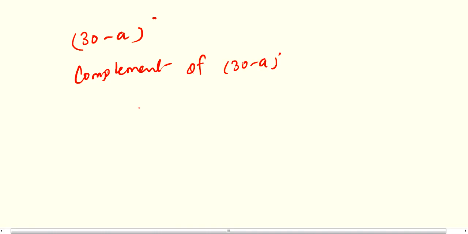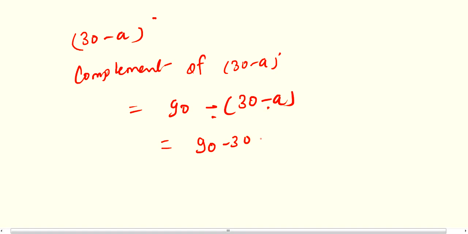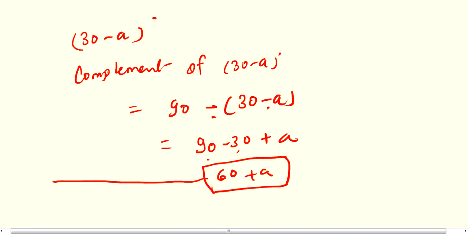Then the complement of 30 minus a degree. So you have to write complement of 30 minus a degree equals 90 minus, in bracket, 30 minus a. Now remove the bracket, so 90 minus 30, and this minus will be plus a. So 90 minus 30, 60 plus a. So 60 plus a will be the complement for 30 minus a.